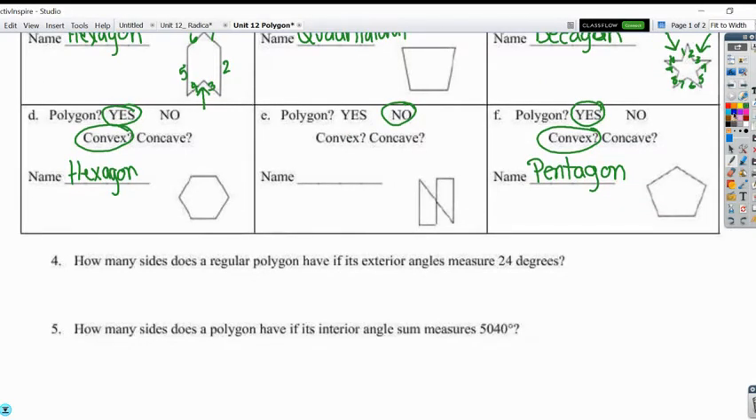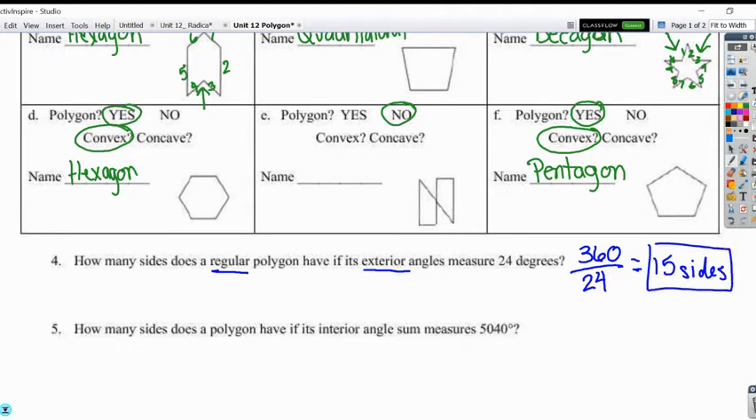So, moving into some more of these calculation style problems, how many sides does a regular polygon have if the exterior angle measures 24 degrees? So, I know that the exterior sum of a regular polygon is 360 divided by the 24 degrees that we have, and that will simply tell you the number of angles. So, we're talking about 15 angles, which likewise also means that there are 15 sides.